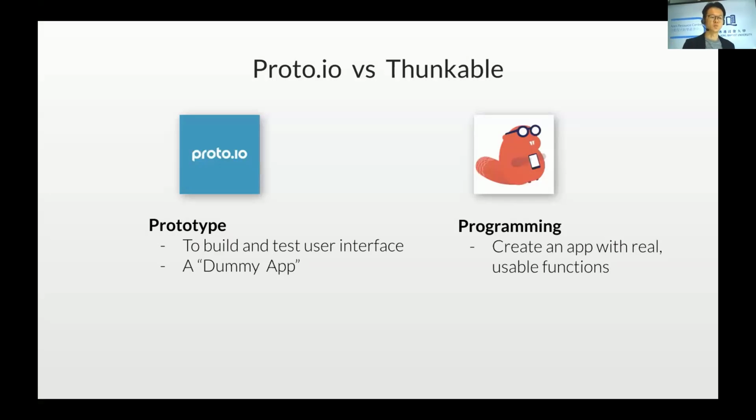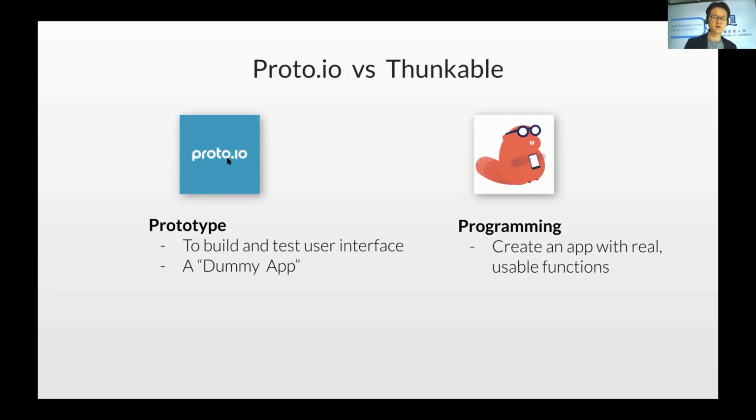But today, we'll be using something called Thunkable, which is the platform, or the app, that I asked you to download at the beginning. So what's the difference between Proto.io and Thunkable? When you start using Thunkable, I'll be showing you this platform. You'll realize it looks kind of like Proto.io. You also have a blank canvas, you can drag some icons onto it, etc. But actually there are some differences between them.